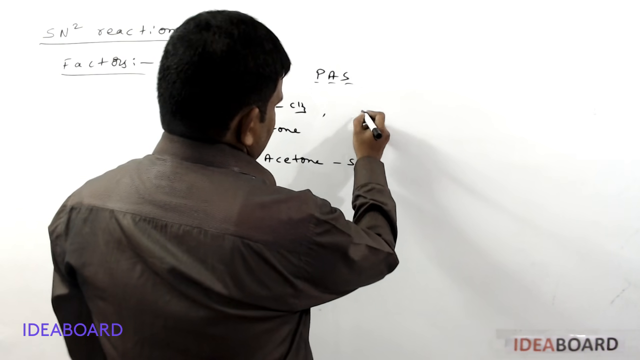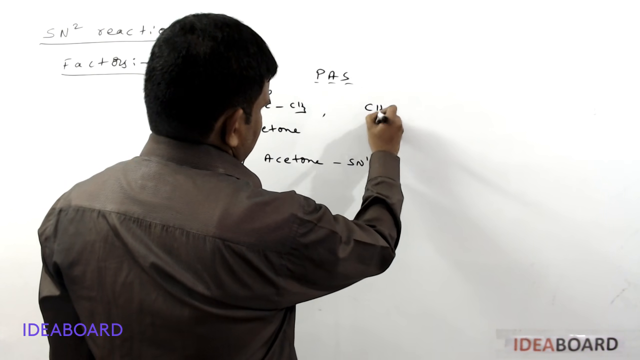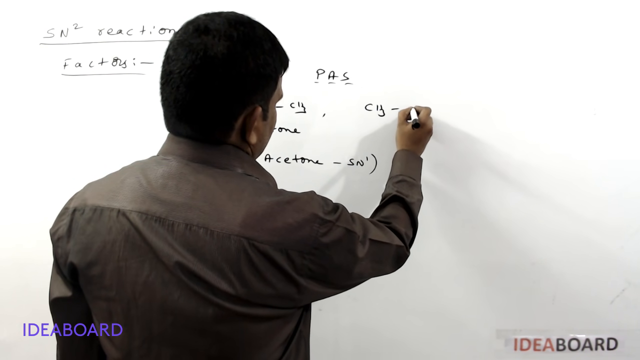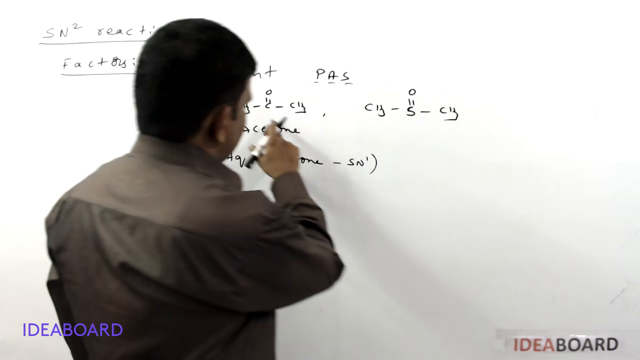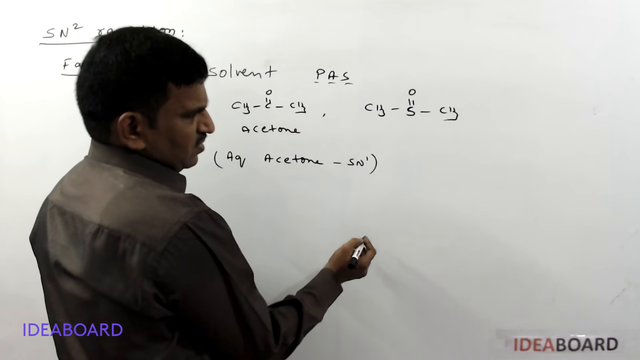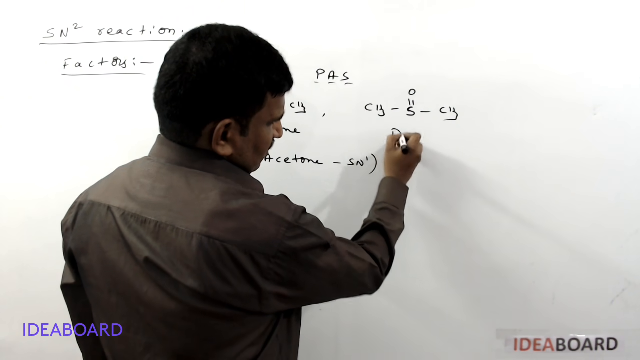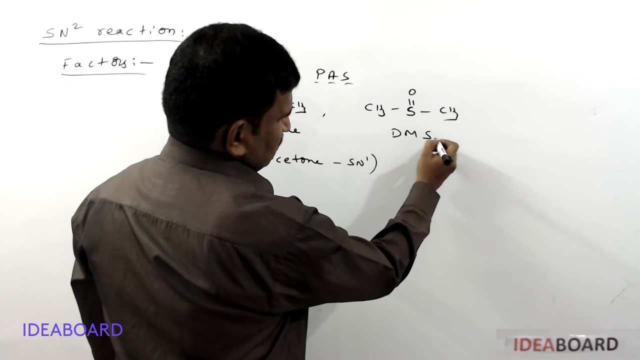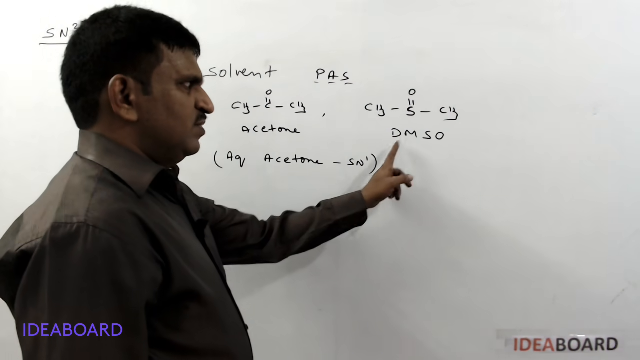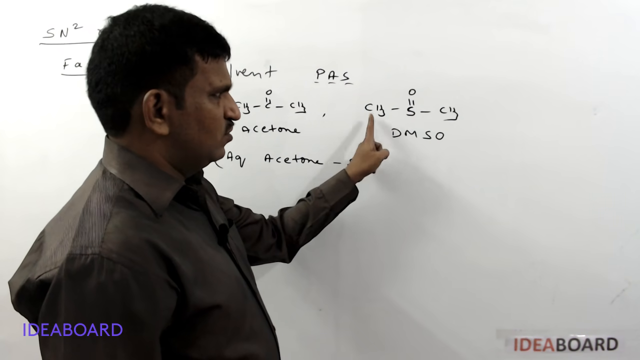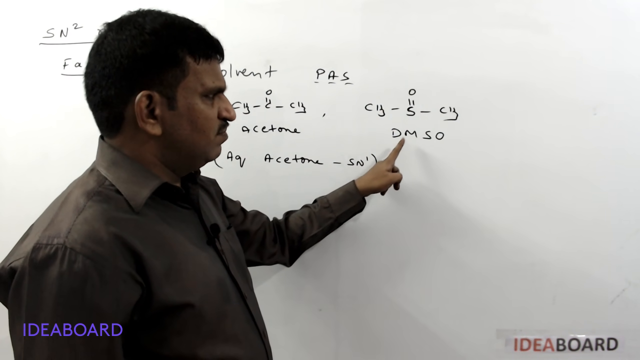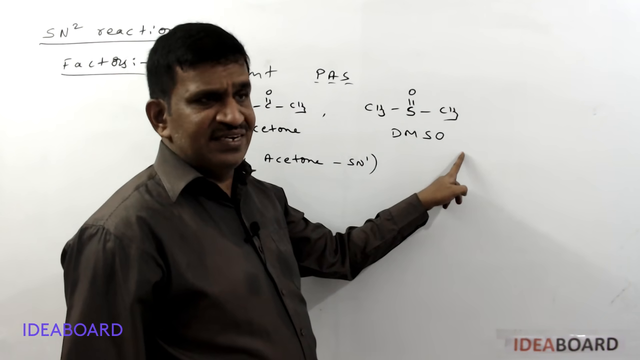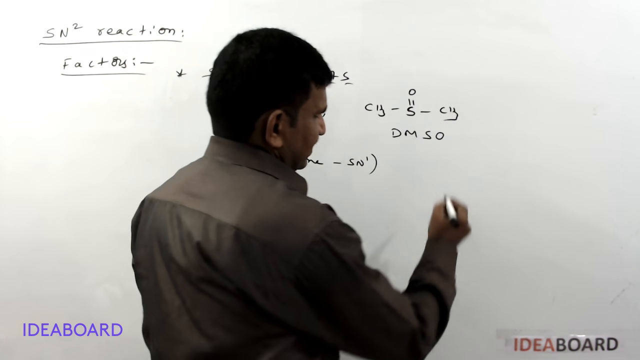And next, CH3SOCH3, where instead of carbon, sulfur is taken. This is called DMSO. What is DMSO? Two methyl groups and sulfoxide: dimethyl sulfoxide.